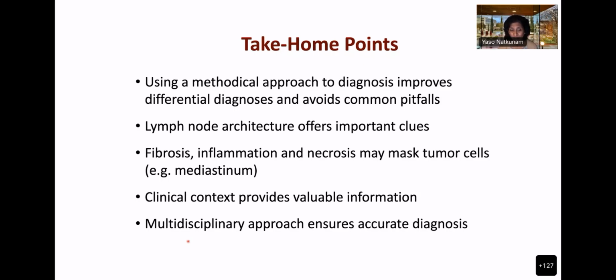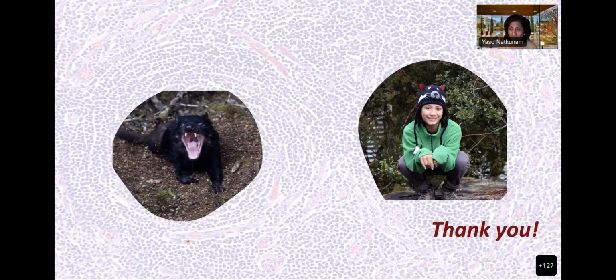Fibrosis, inflammation, necrosis can mask tumor cells, particularly in places like the mediastinum or even more difficult, the retroperitoneum. So these are things to remember. And also always connect it up with your clinical context and reach out to your clinician if there is not enough to make a diagnosis. There are also multidisciplinary conferences. So if something doesn't fit, doing all of that ensures that you make an accurate diagnosis. So I will stop there and take any overall questions. And sorry for such a long session.